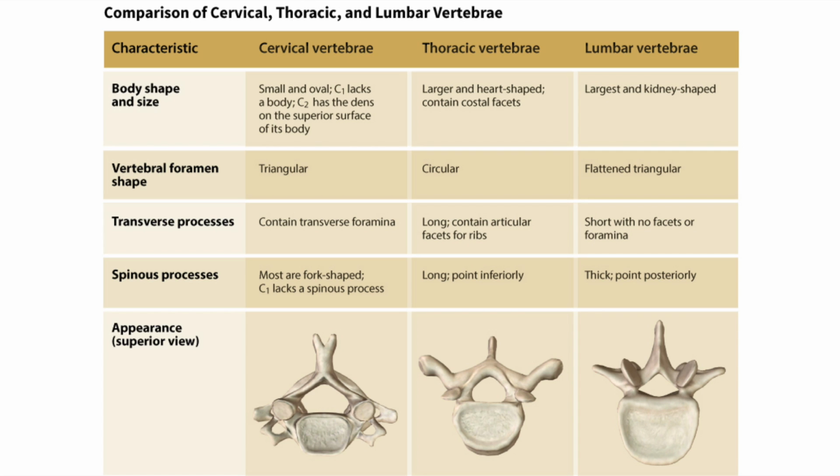The spinous processes differ in all three types of vertebrae as well. The cervical vertebrae have fork-shaped spinous processes, with the exception of the atypical vertebra, C1, which lacks a spinous process. The thoracic vertebrae have long spinous processes, which point inferiorly, while the lumbar vertebrae have thick spinous processes, which point posteriorly.